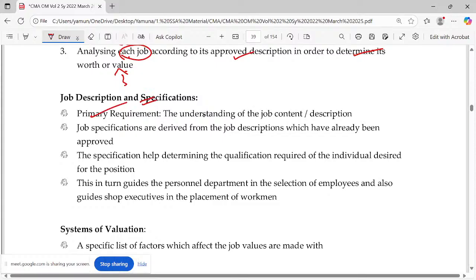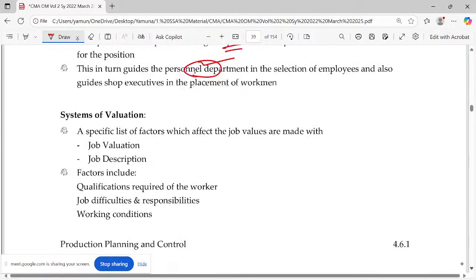So the primary requirement is that you understand the job content, the description, and what the person will do. Then you specify the job and list the roles he has to do. Then you specify the qualification needed, and then you go for guiding the person. The system of evaluation: how do we do it?